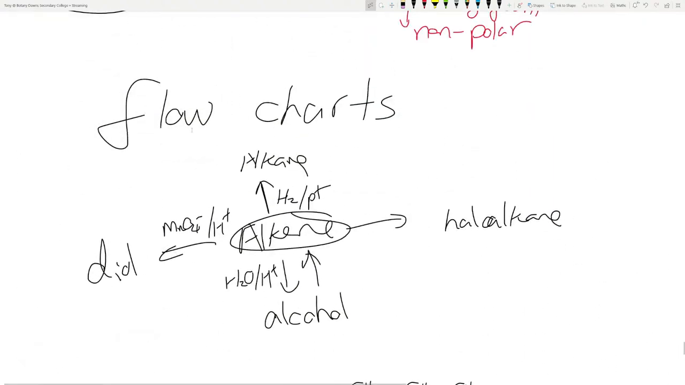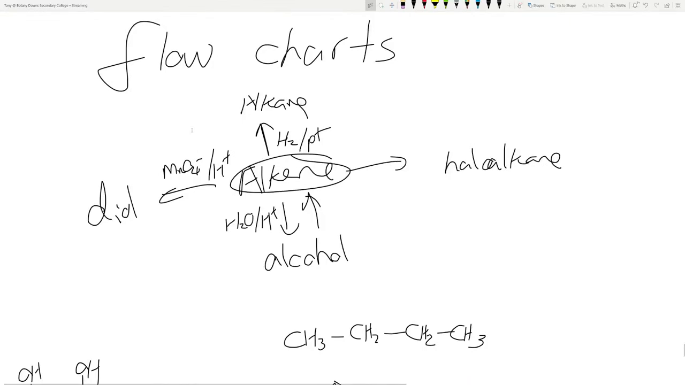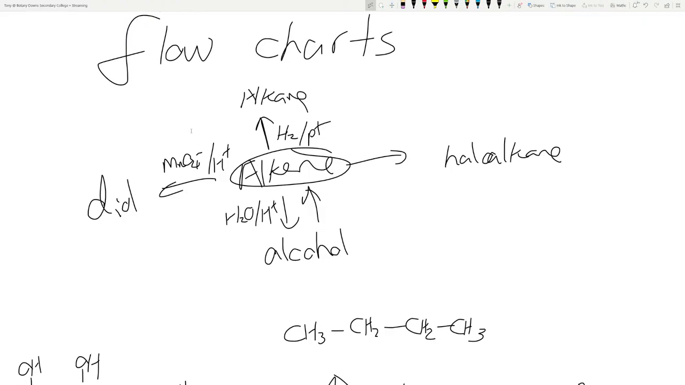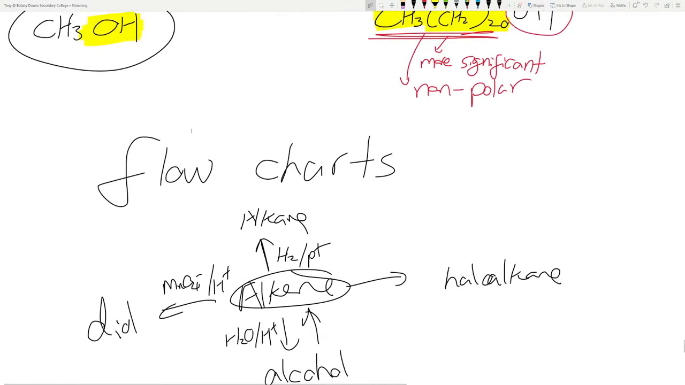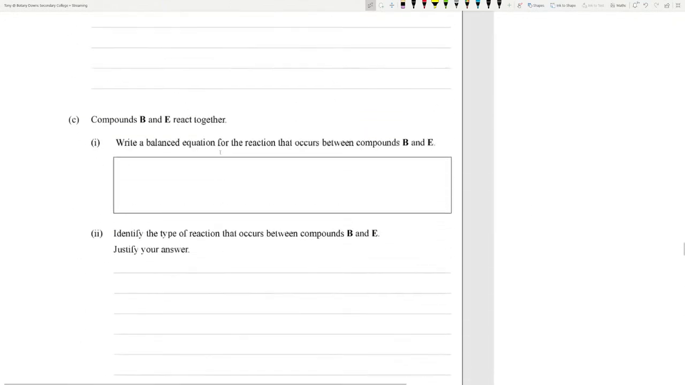If you're learning a flowchart, like this, what you're staring at right now, but you can't use it, then you don't know how to do the flowchart. Okay, it's as simple as that. If you don't know how to use what you memorized, then you do not understand it, and then you can't get anything higher than a couple of Gs. What condition do you need for polymerization? Heat plus pressure.